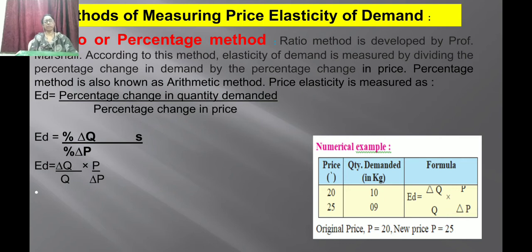So in this measurement, we study about three types. First, it is the ratio or percentage method. Then we study the total expenditure method, and the point method. These are the three methods which we study about the measurement of the price elasticity of demand.